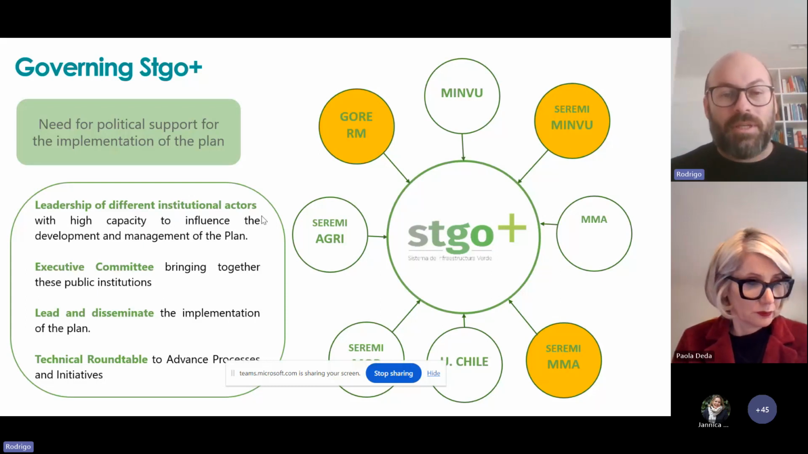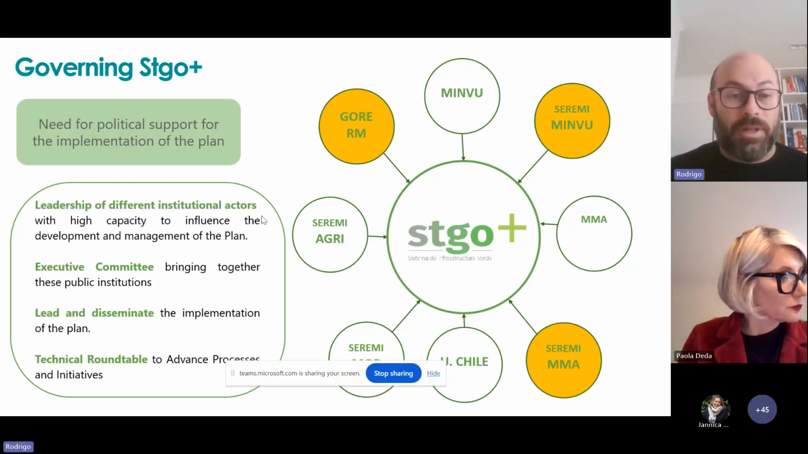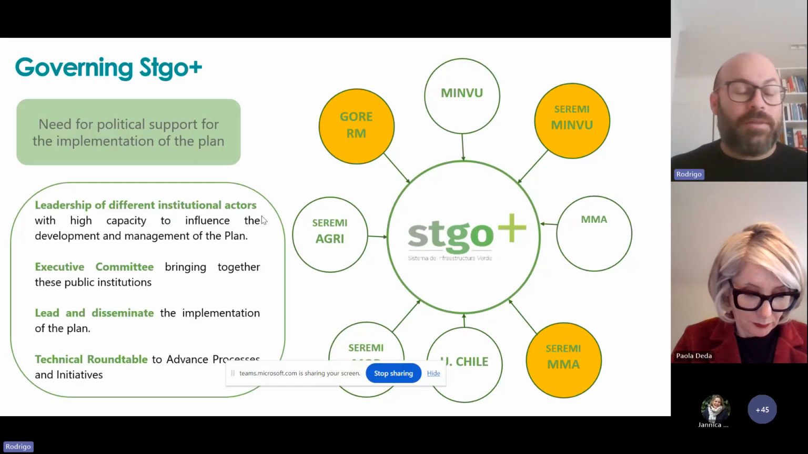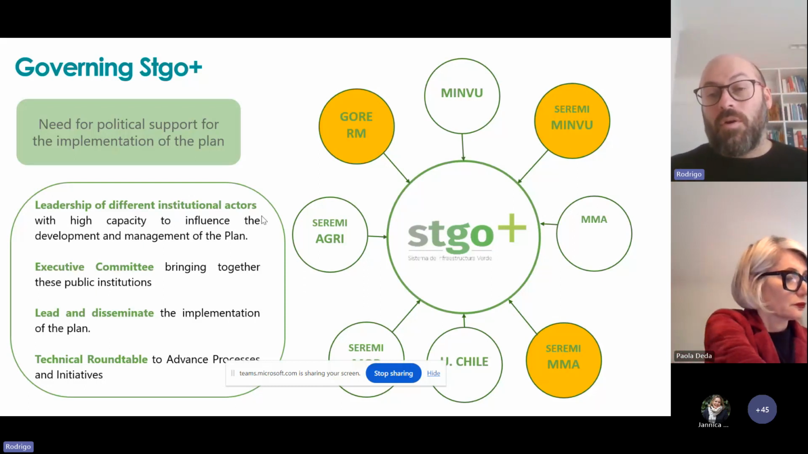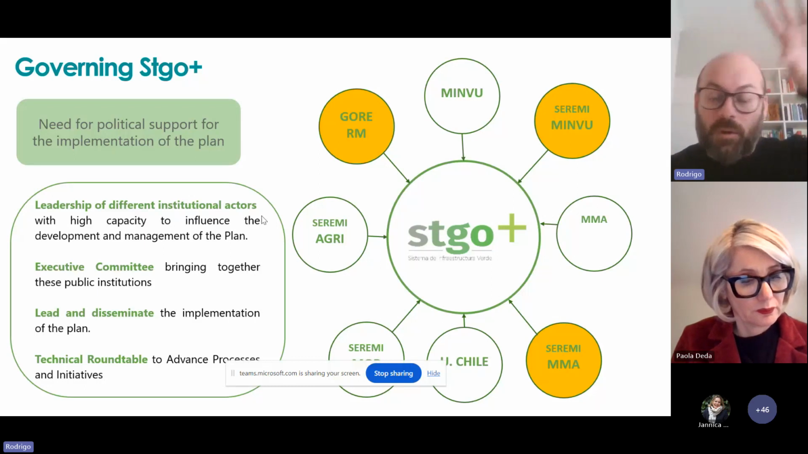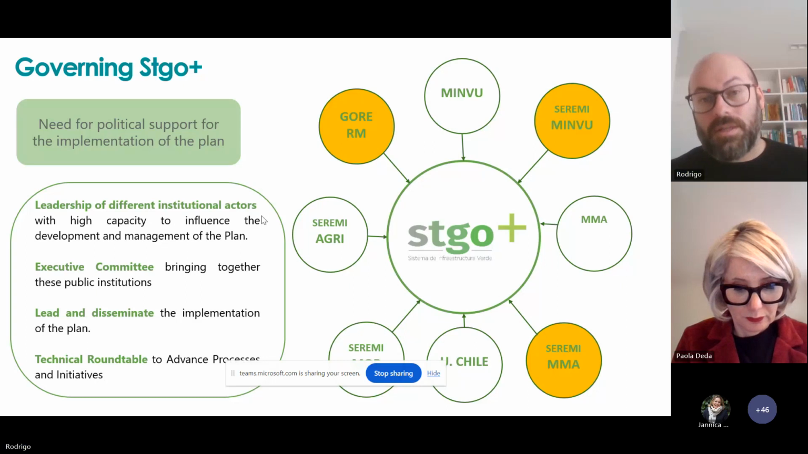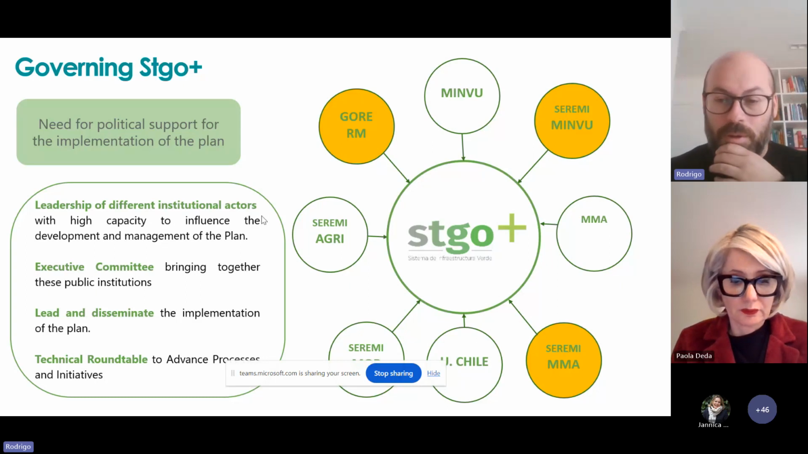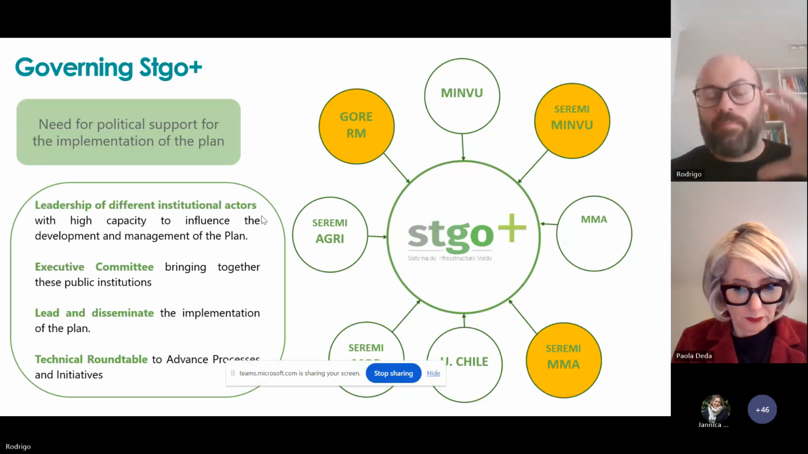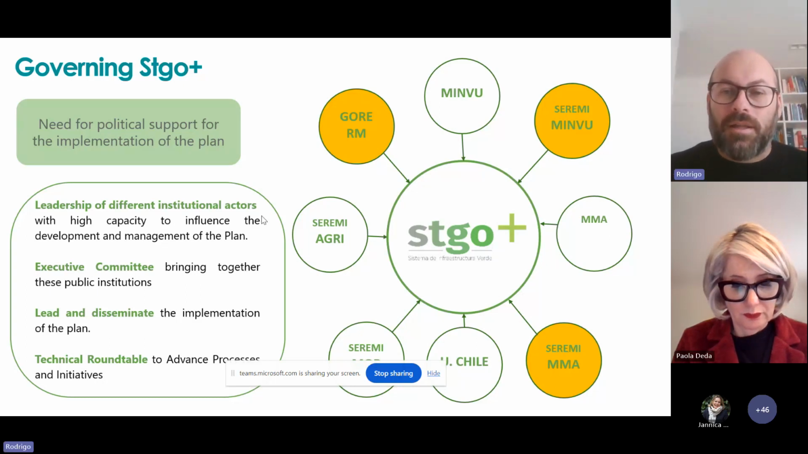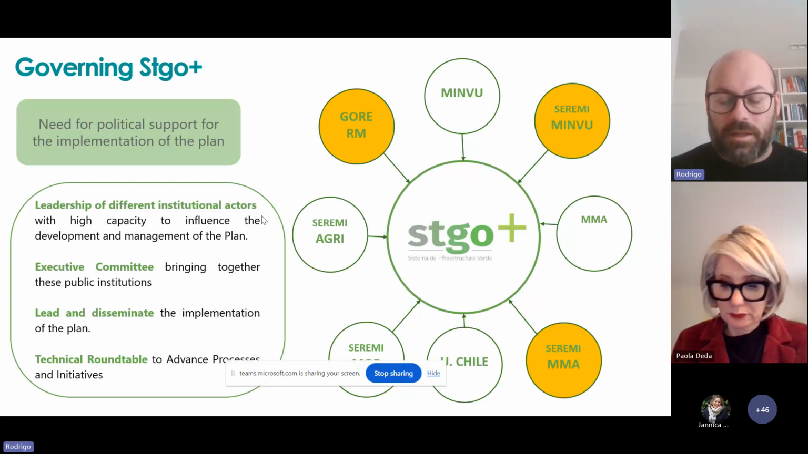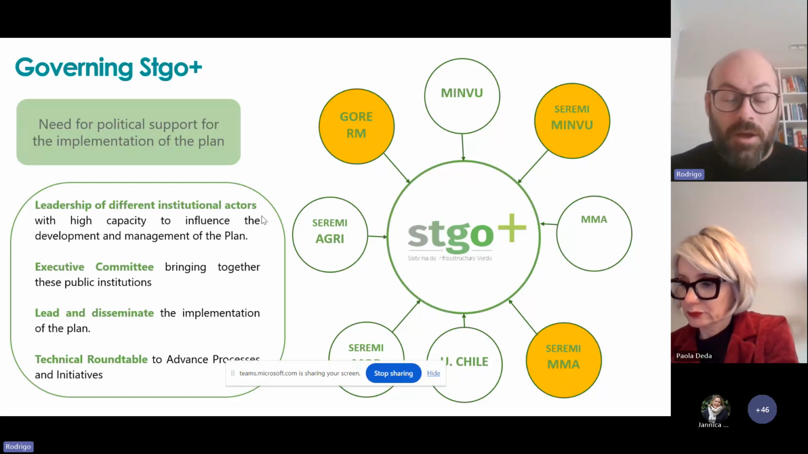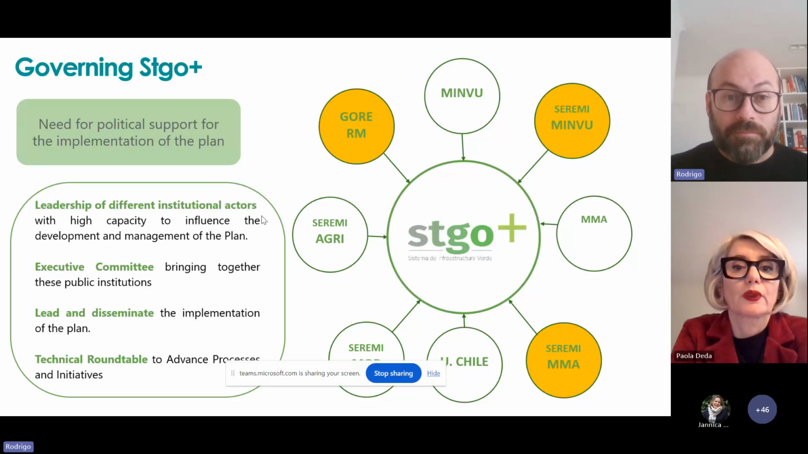the creation of an executive committee, bringing together public and private institutions as well as civil society, to create forms of leading and disseminating the implementation of the plan, and technical roundtables to advance processes and initiatives. Linked with the stakeholder mapping we made, indeed, the regional government, the Ministry of Housing, and the Environmental Ministry are perhaps the key players that might lead Santiago Más, with the support, of course, of the University of Chile and the rest of the actors and players working in the co-production of the plan.